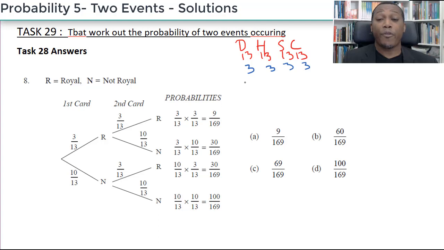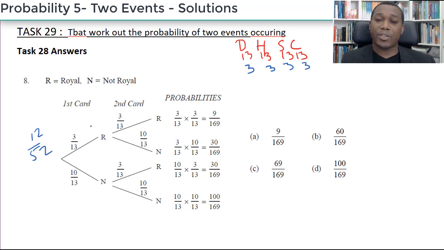So in terms of the whole 52, yes, you could put 3, 3, 3, 3, 12 on 52, but actually looking at how I've framed it here, it's the same thing because you have the same number of each suit of cards. It's the same as 3 on 13. So 3 on 13 royals. And then if it's not royal, it'll be 10 on 13 because, again, that idea, it has to add up to 1. So 10 on 13 is what you'll get there.